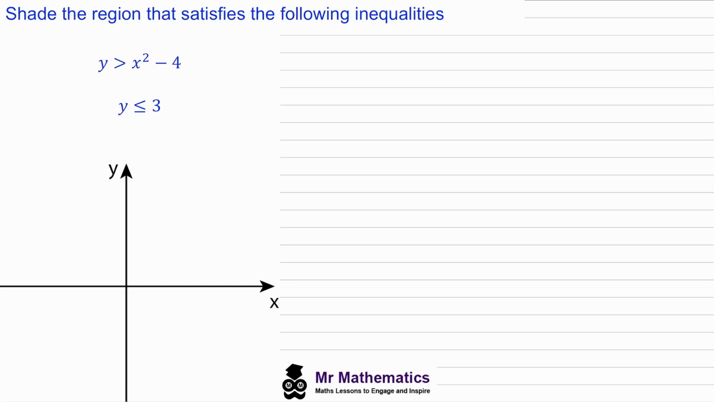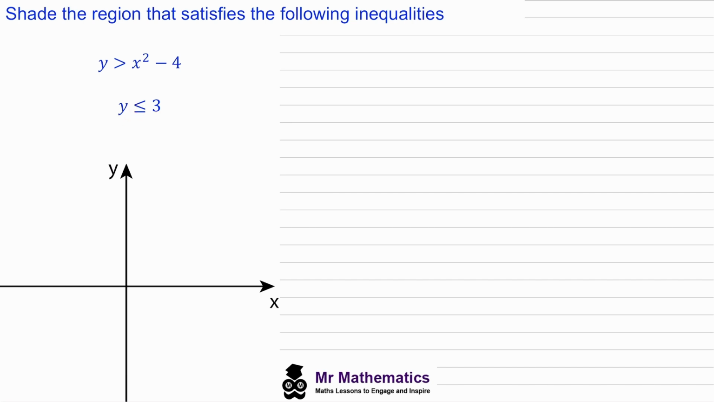Hi everybody. So in this video, I'm going to show you how to identify regions using inequalities. We're going to work through three examples, and in example one, we will have to shade a region that satisfies y is greater than x squared minus 4 and y is less than or equal to 3.